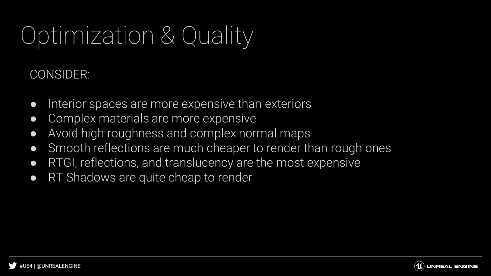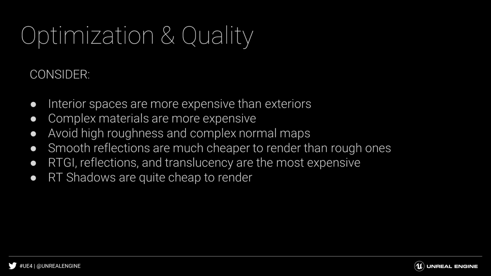Remember to avoid using overly complicated materials. They are going to be more expensive. Also remember to keep your roughness and normals under control, because normal maps and roughness are going to increase the algorithm's render time for real-time ray tracing. That's because smooth reflections are simply much cheaper to render, since the calculations for them are very easy to predict. As far as order of expense, just keep in mind that real-time GI, as well as reflections and translucency, are going to be your more expensive options to use.